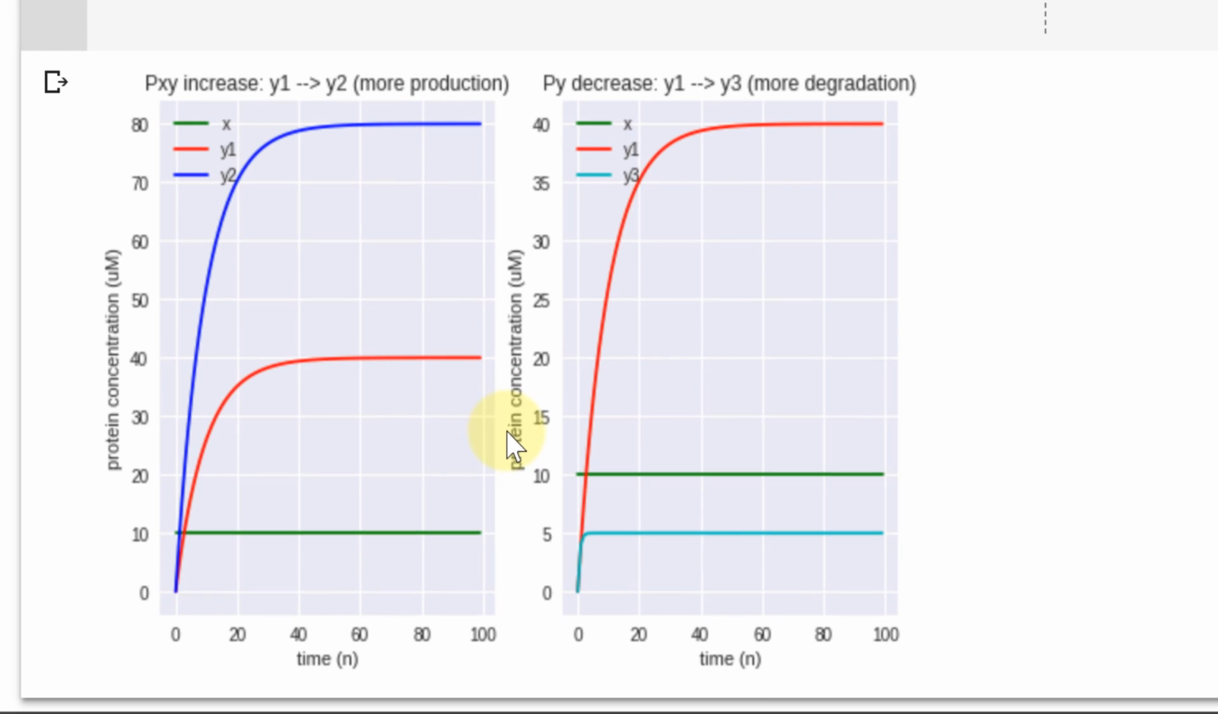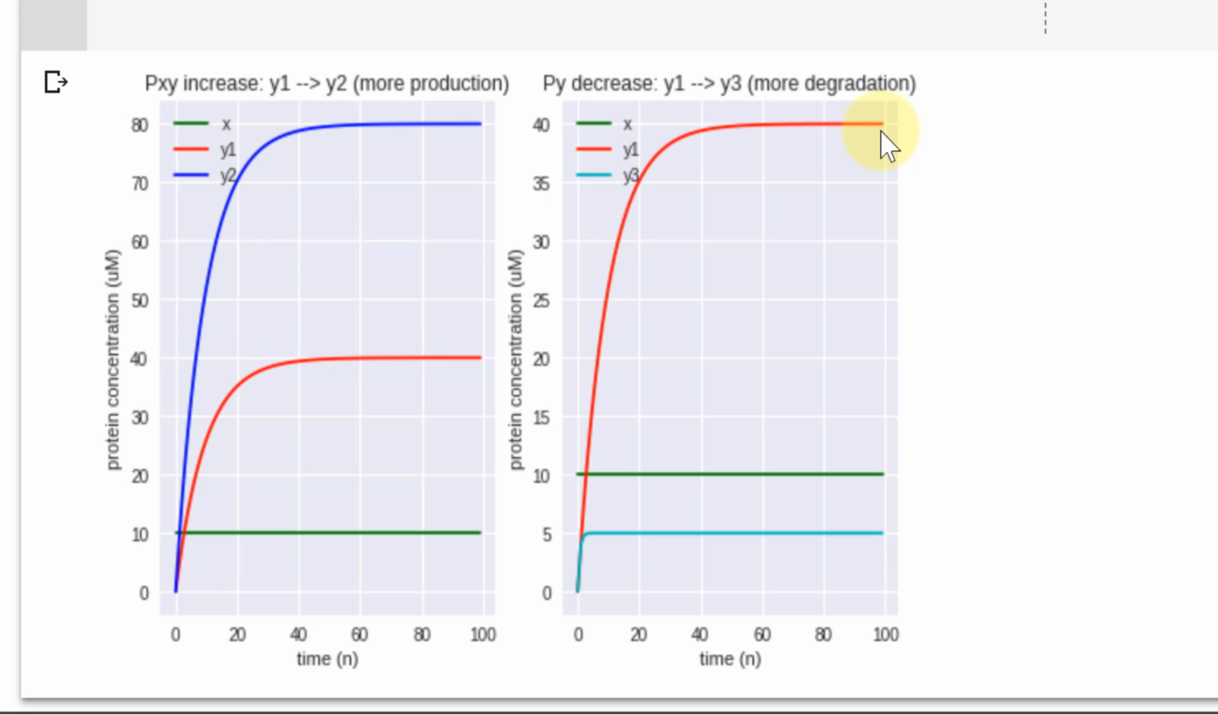As you can see here, we have the pxy plot. This is control. And when you increase your pxy value, you see this blue graph with increased steady state level. But the response time, which shows how fast the dynamics reaches steady state, does not change. In this case, this is our control.